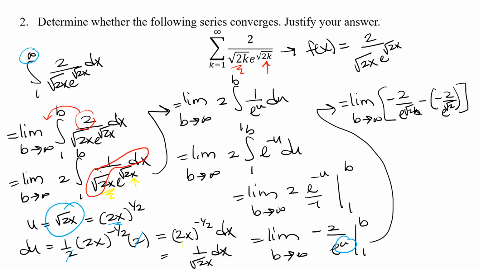Again, we will see that as our b gets bigger and bigger, this entire fraction goes to 0. We already let b go to infinity, so now what do we have? We have 0 inside here. This is a minus, right? So plus 2 over e to the square root of 2. So what do we get that limit to be? 2 over e to the square root of 2.